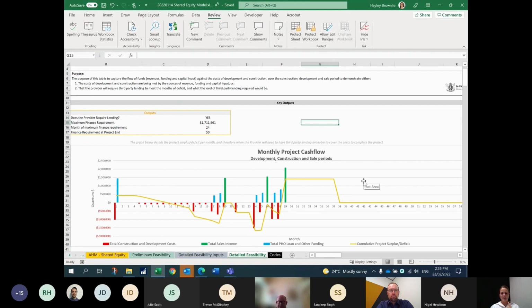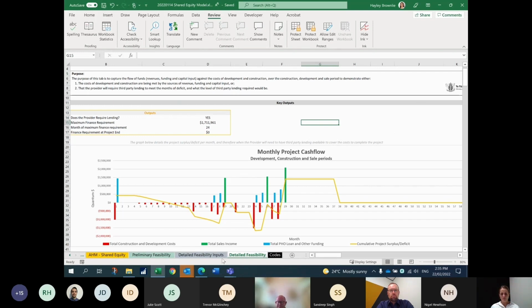So it's essentially just a more detailed approach to the prelim feasibility model, and it's used to capture the flow of revenues and funding and construction costs and development costs to provide an indication of when the provider might be in deficit and might need lending to top them up to allow them to complete the development and put their households into the homes.